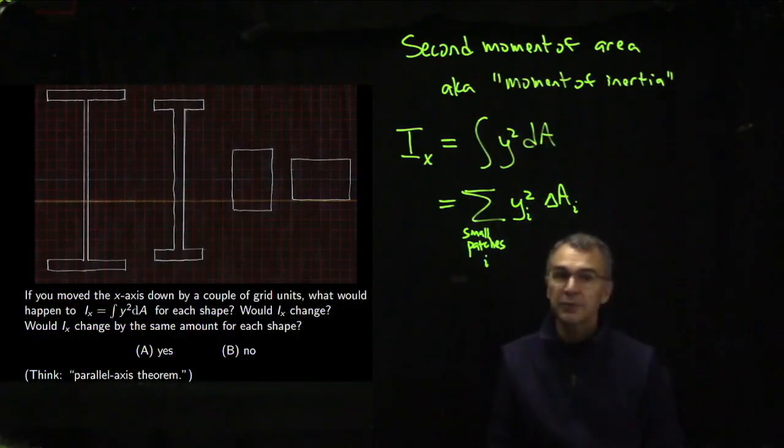If we were to move the x-axis down by 2 grid units, how would that affect the second moment of area with respect to the x-axis of each of these shapes? And would it affect all of them in the same way?